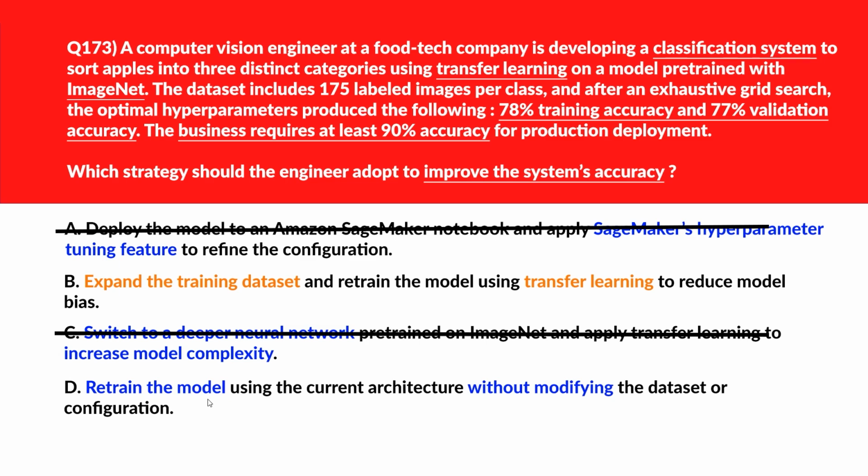D says retrain the model using the current architecture without modifying the dataset or configuration. Retraining without changes won't improve accuracy, due to the current data and bias constraints. We'll delete this. We'll lock option B as the right answer.